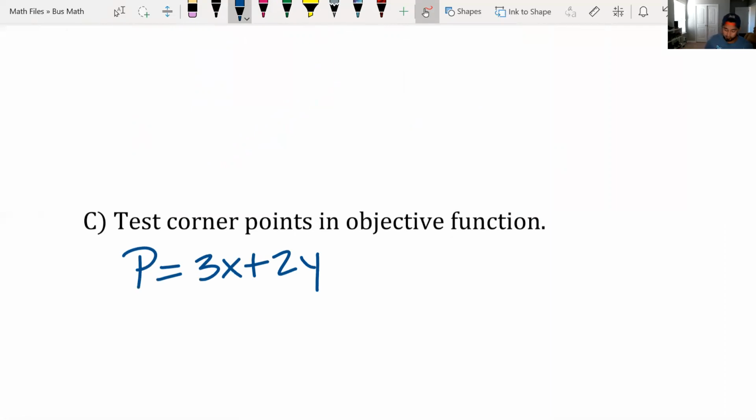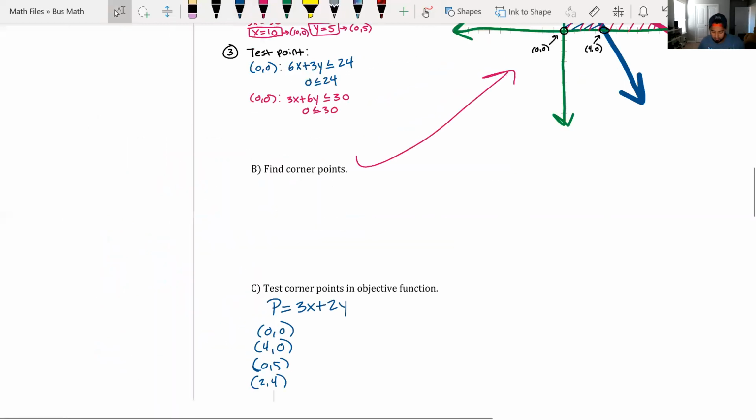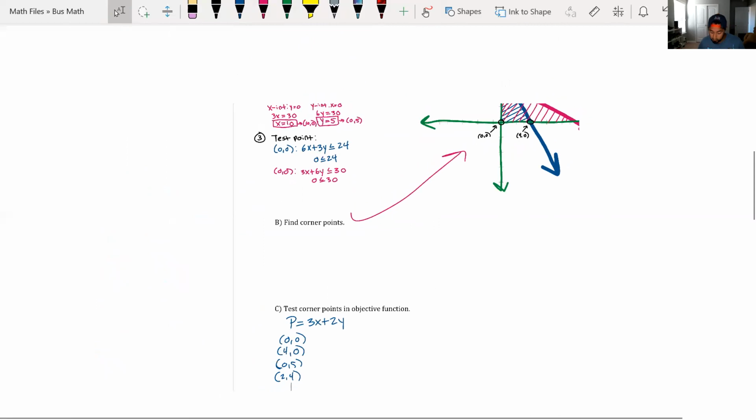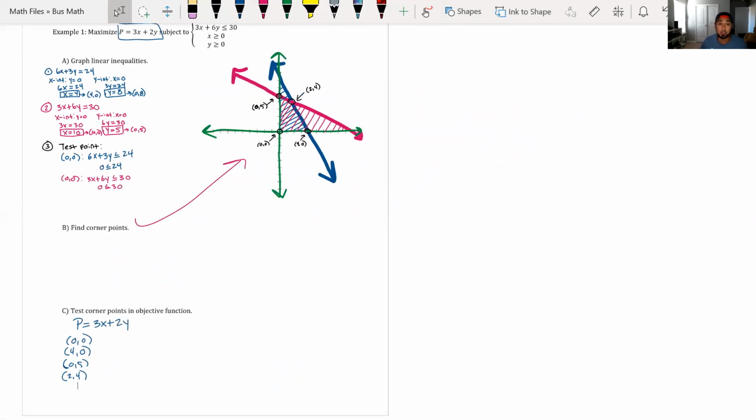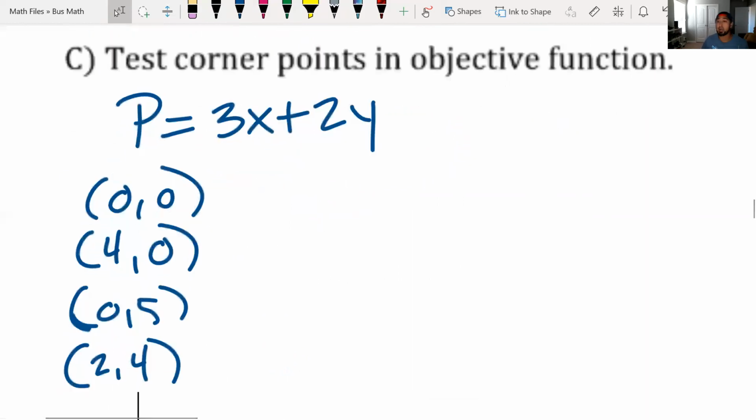Our first corner point we saw was (0, 0). Our next one was (4, 0). Our other corner point was (0, 5). And our last corner point was (2, 4). Is that right? (0, 0), (4, 0), (0, 5), and (2, 4). Okay. Now all we have to do is plug these into the objective function, and we're looking for the maximum.